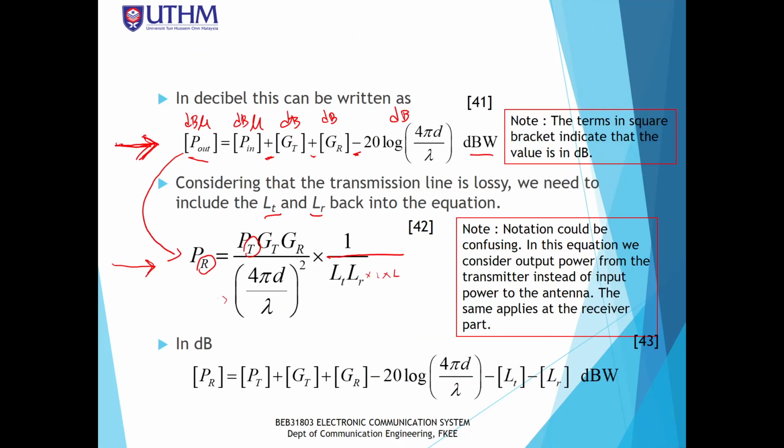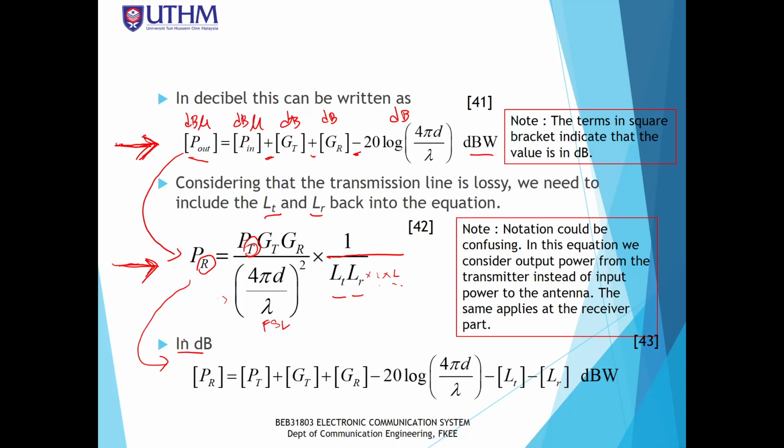Itu sebabnya digunakan variable PR, the power received by the receiver after we consider all the losses from the transmitter until the receiver. So here we have PT, power from the transmitter, multiplied with GT, multiplied with GR, divided by all the losses. We have the FSL, we have the LT at the transmitter transmission line, we have the LR, the losses at the receiver transmission line. And depends, if there's other losses, kita masukkan sahaja. Okay, and from here we can derive the equations in terms of decibel.